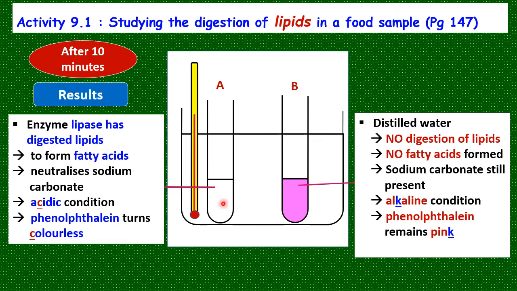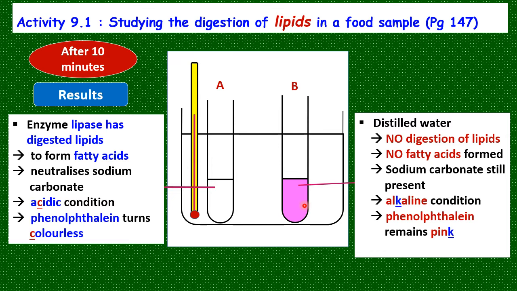So below pH 8.3 or 8.4, the phenolphthalein already turns colorless and remains colorless in acidic condition, right? Think of this word, acidic, there's a C there. So phenolphthalein is colorless in acidic condition, neutral condition, and below pH 8.3 or 8.4. Whereas for test tube B, there is no color change. The phenolphthalein remains pink as at the start of the experiment.